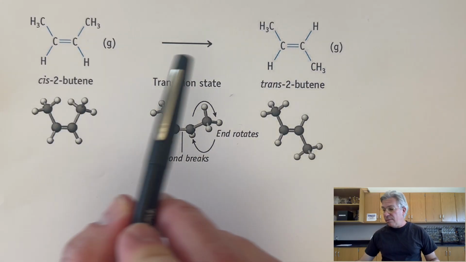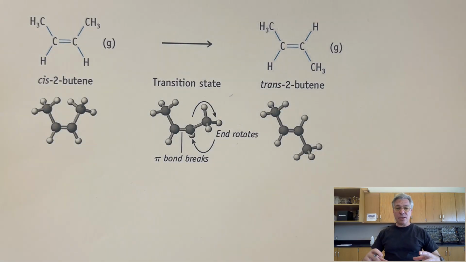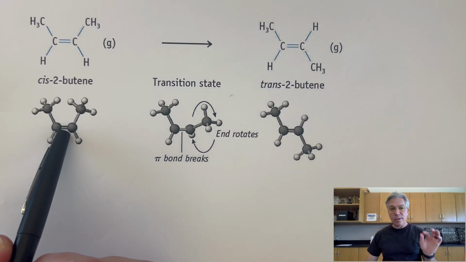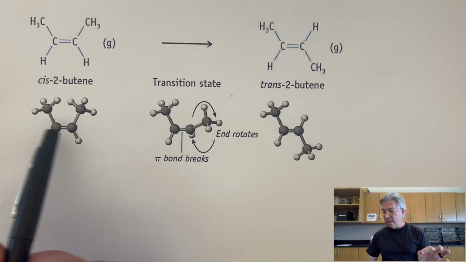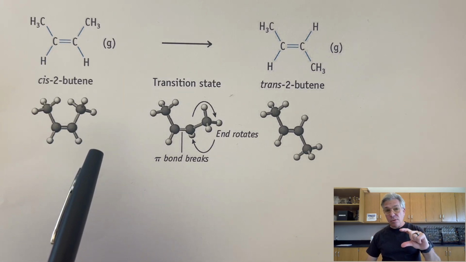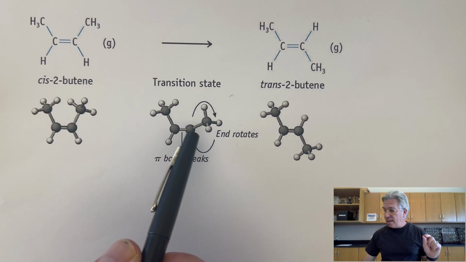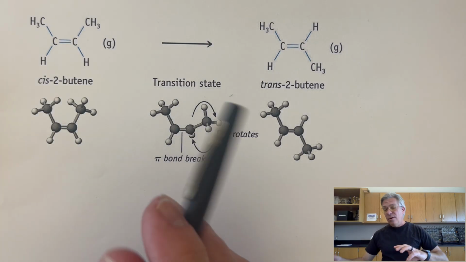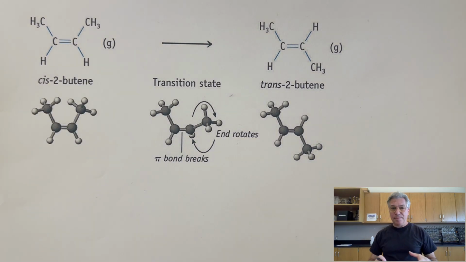And in order for one to become the other, the molecule has to actually change and break its double bond. Remember that a double bond is a sigma bond between the atoms and a pi bond above and below the other two atoms. And it has to break that bond, rotate, and then make the bond again.